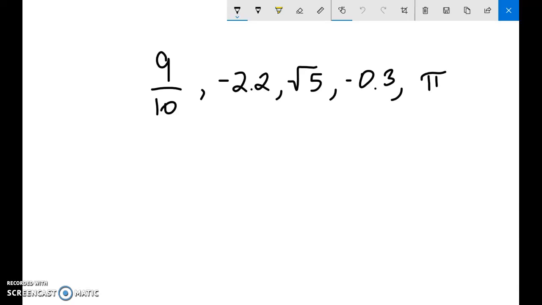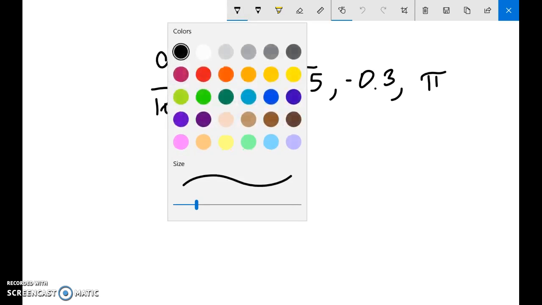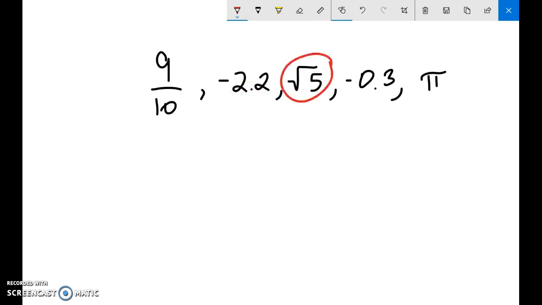Alright, so you're given 9/10, -2 and 2/10, the square root of 5, and -0 and 3/10, as well as pi. You're allowed to use a basic calculator for this problem because I wanted to see if you could take a look at the square root of 5 and pi, so you can look at them on the calculator and see what their approximation is.